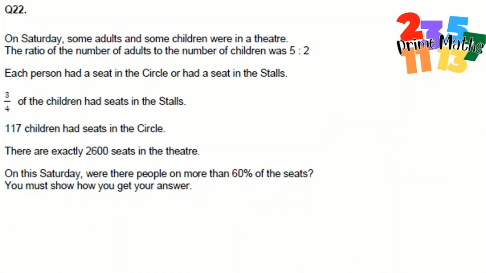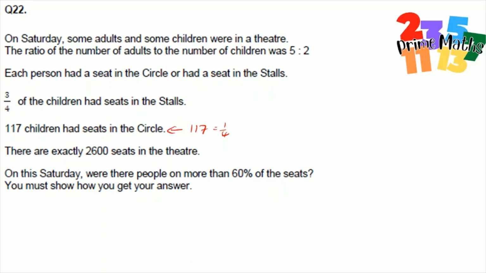Question 22 is another reasoning question. We've been given the ratio of number of adults to number of children in a theatre is 5 to 2. It says every person had a seat. 3/4 of the children had seats in the stall, but 117 had seats in the circle. This means that 117 is a quarter of the children. We can use that to work out how many children there were in total.